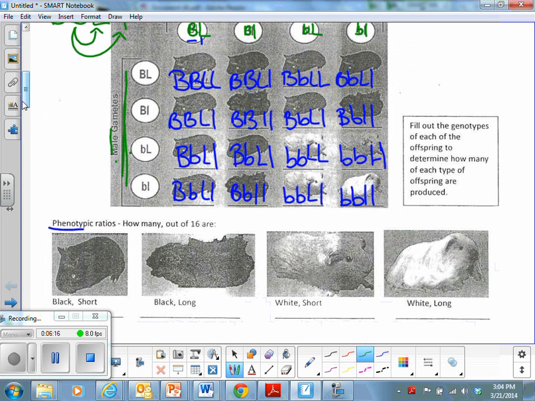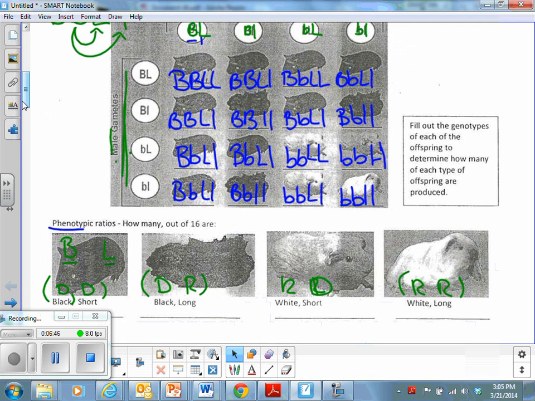Again, you always do it in that order: the dominant alleles together, then dominant recessive, then recessive dominant, and then recessive. You always do it in that order. Okay, so if I go through and count the ones that are black and short, I'm going to be looking for anyone with a capital B and anyone with a capital L. So remember, regardless of whether it's heterozygous or homozygous, that capital letter will overpower it.